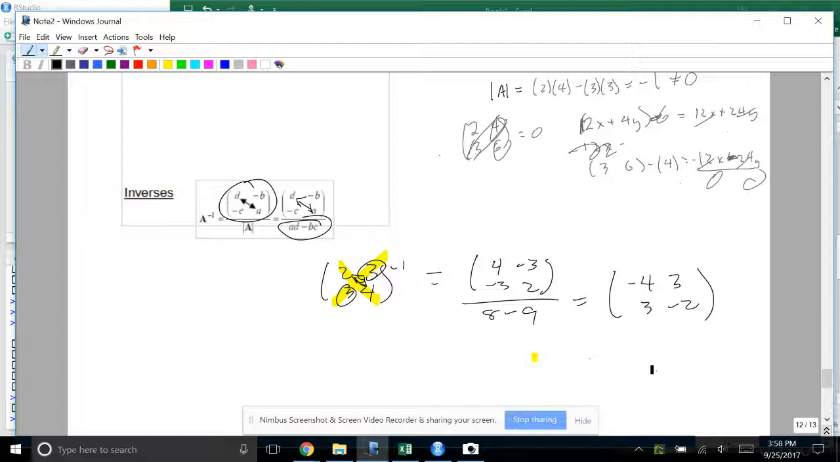Everything's cool. And there are algorithms for 3 by 3 matrices, 4 by 4, 12 by 12. It just gets redundant or monotonous to do by hand. That's why we love Excel. We love our R. So we'll look at some applications in the last video.